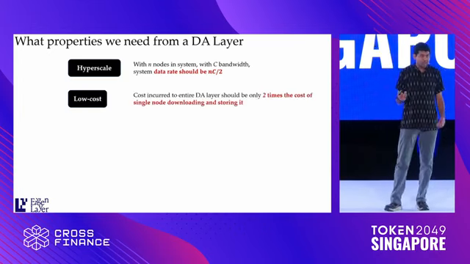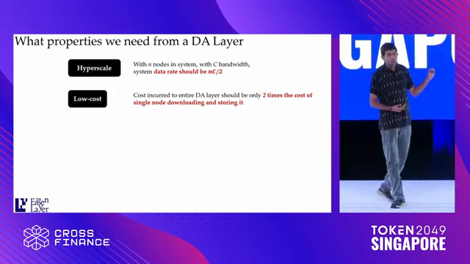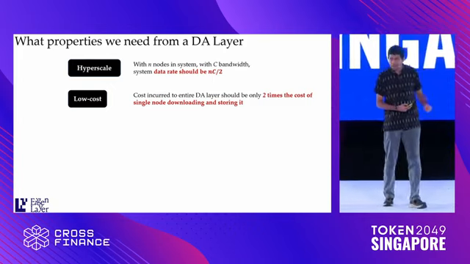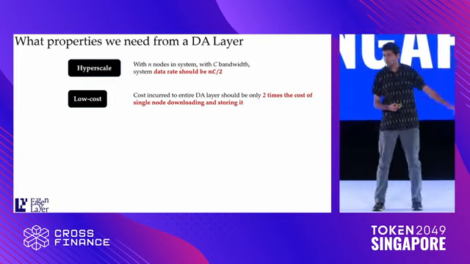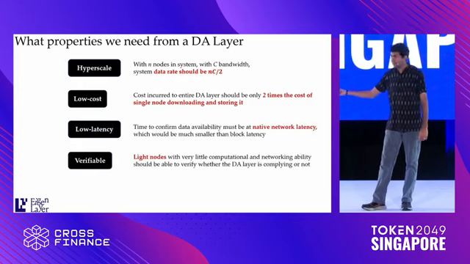It should be low cost. It should not cost as much as downloading and storing data on tens of thousands of nodes. That'll make the system very expensive. You want the cost to be as low as roughly a single node downloading and storing data. You want low latency. You want verifiability.